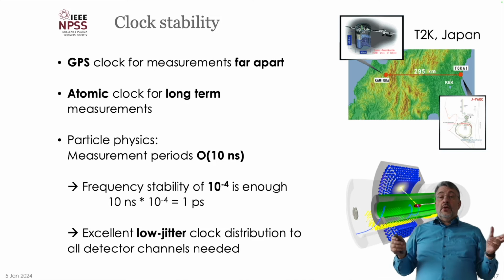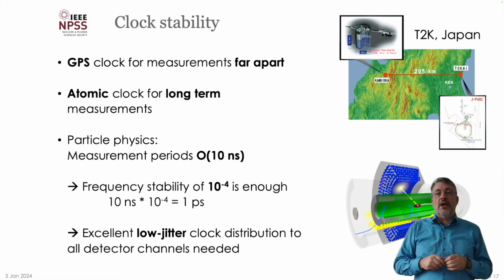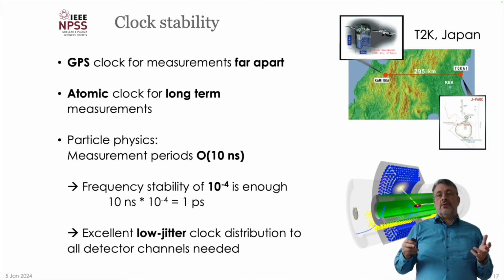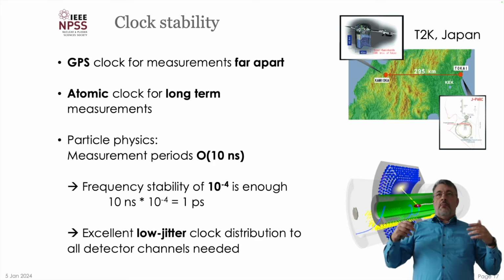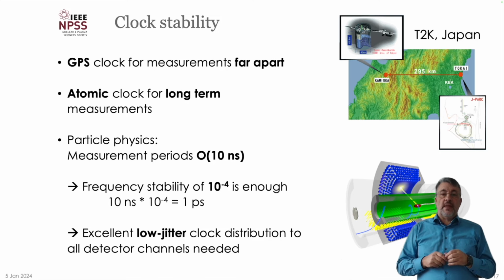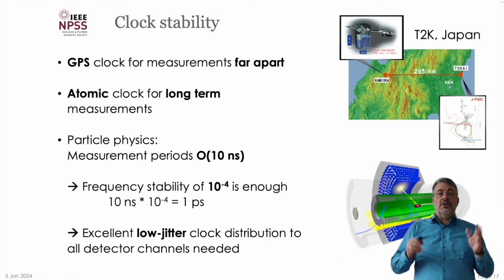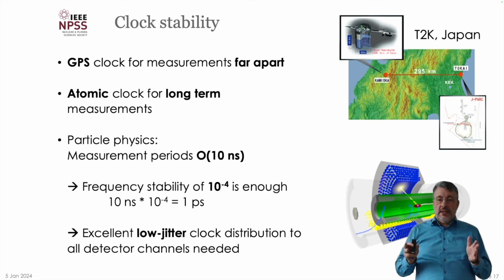Do we need an atomic clock? Yes, you might need an atomic clock for high precision time measurements, but only for very long term measurements. If you want to measure over microseconds or seconds or even more, then you need long-term stability. In particle physics, however, when you measure decay of particles, you don't need long-term stability.